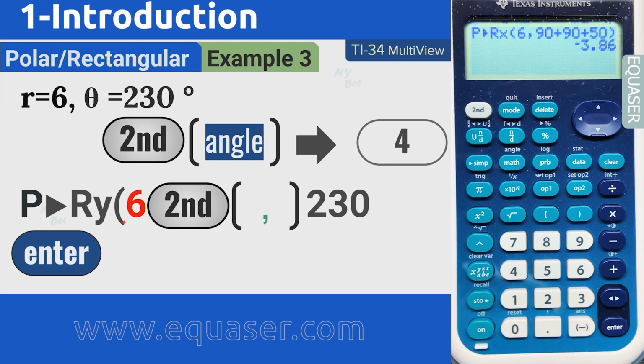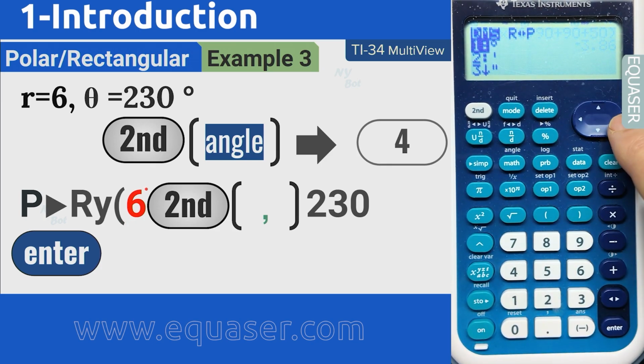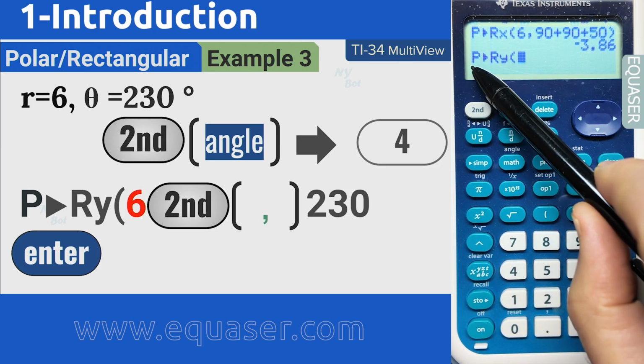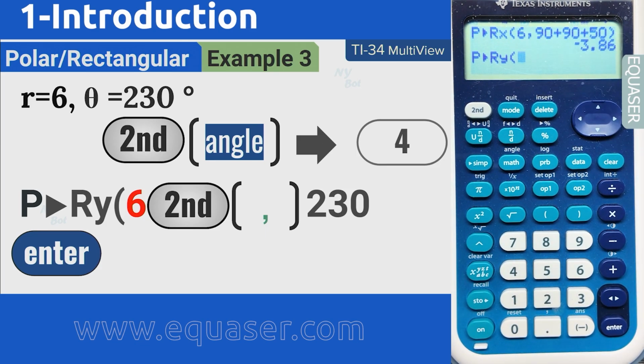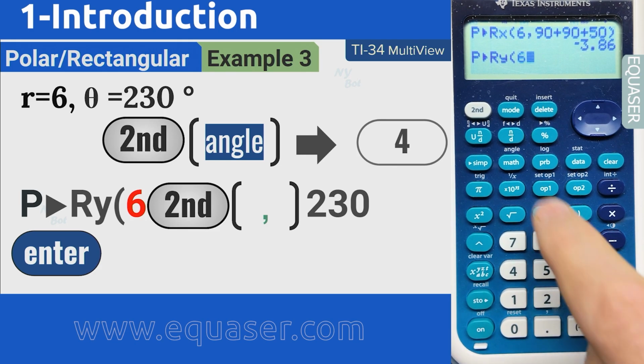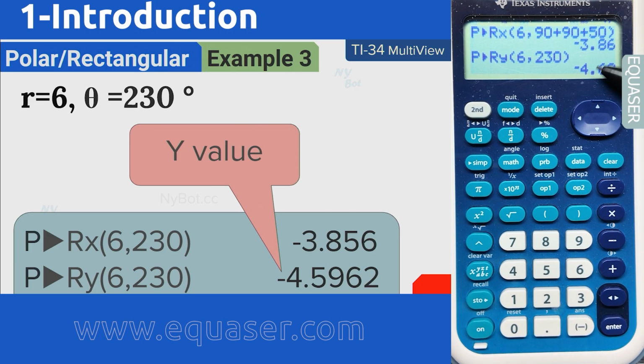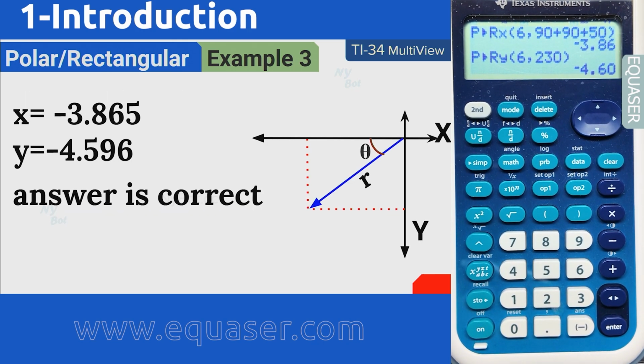And to get y, second function, math, to the right. Now 4. It says from polar to rectangular, give me y. We can enter the same value, 6, shift, comma. This time I'm going to enter 230, and we get -4.6 as the answer. We got y and then we got x. Because x is negative and y is also negative, -4.6, our answer is correct.